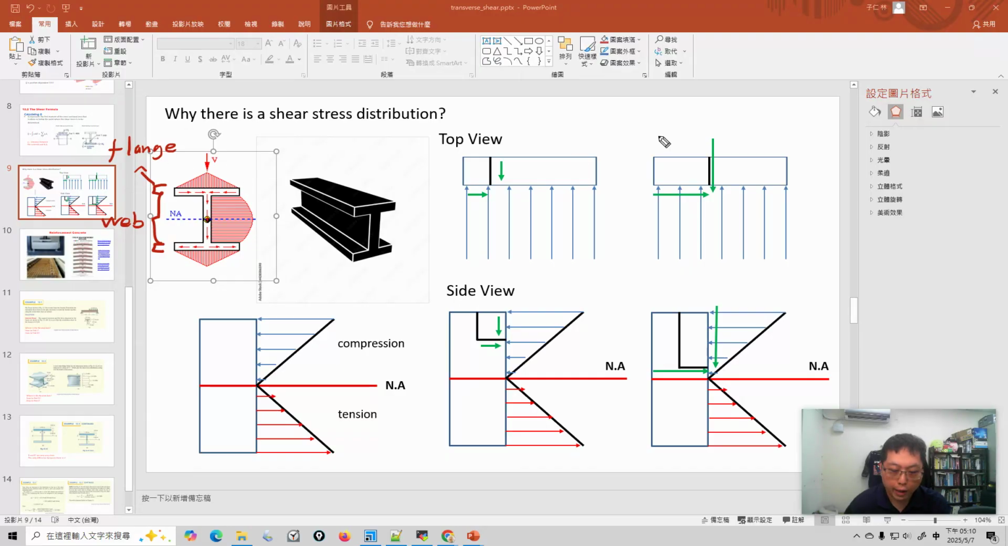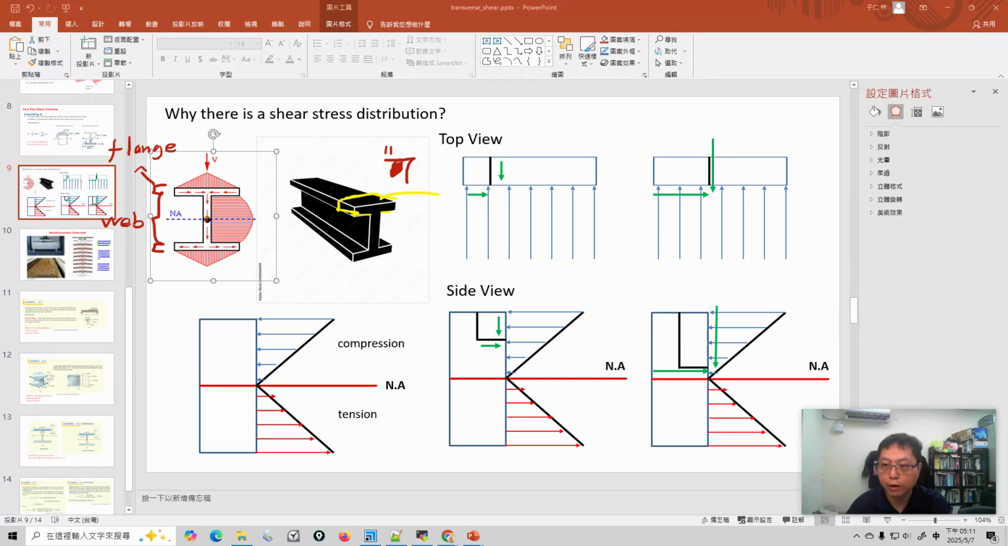So I will use the top view. The top view means right now I'm looking from this perspective, here's my eye, I'm looking at the top view. Now I focus on this part. I cut a small section at the edge of the I-beam, for example, here. I cut a small section here.